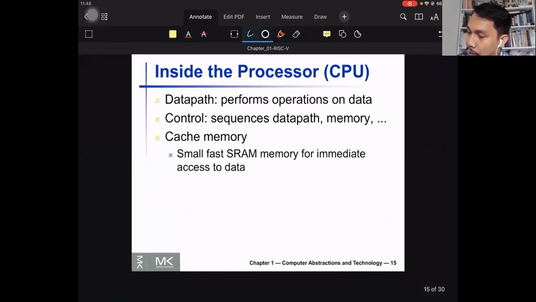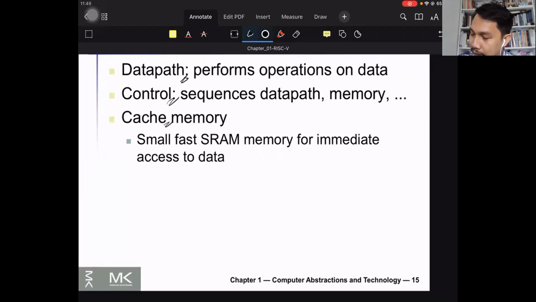Inside the processor, which is also a component of a computer, are the data path, also a term, take note of this one, that we will encounter in the future, and the control path. Then cache memory: small, fast SRAM memory. SRAM is static RAM. RAM is random access memory. Small, fast SRAM for immediate access to data.